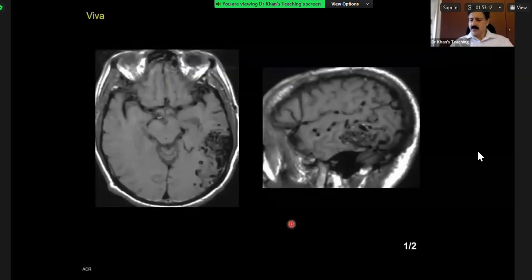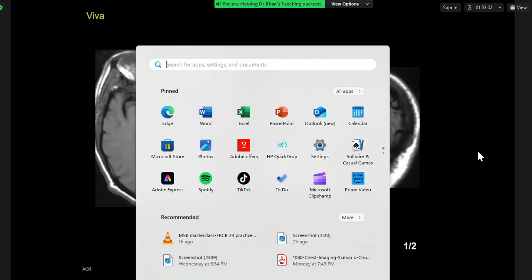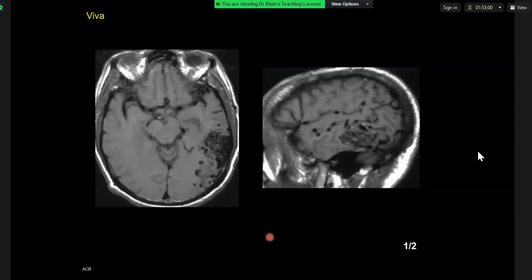Yes, please, Candidate 3. These are selected MRI sequences for, I believe, an adult patient. There is a large abnormality in the region of the left occipitotemporal region, where there are multiple serpentine flow signal voids, most likely in keeping with a vascular malformation.